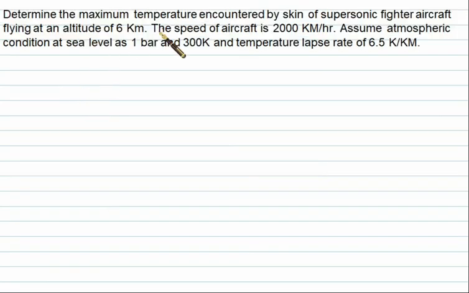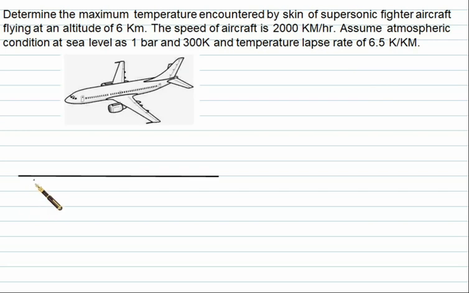Determine the maximum temperature encountered by the skin of a supersonic fighter aircraft flying at an altitude of 6 km. The speed of the aircraft is 2000 km per hour. Assume atmospheric condition at sea level as 1 bar and 300 Kelvin and the temperature lapse rate as 6.5 Kelvin per kilometer. So let's assume here that this one is the sea level.